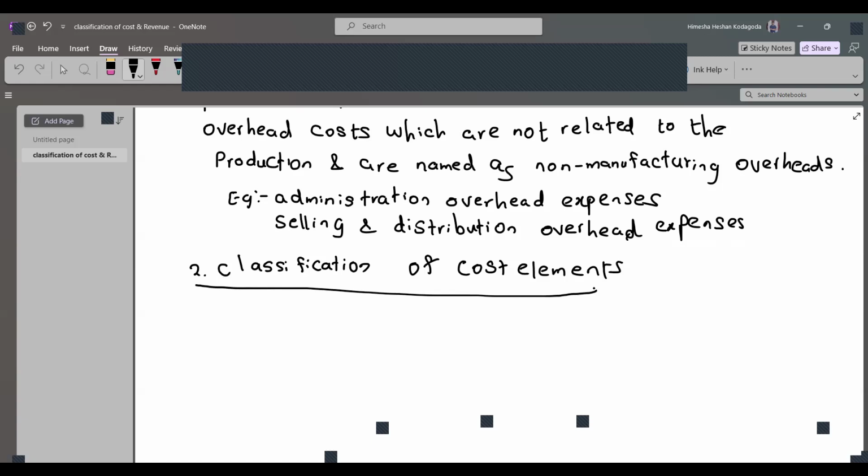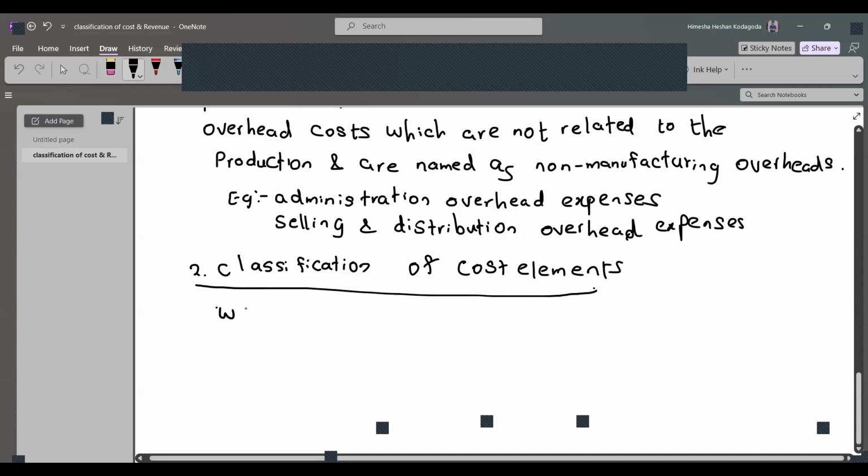Right. Now we can classify cost under different purposes, right? Just write like this. We can classify, we can categorize cost under different purposes.